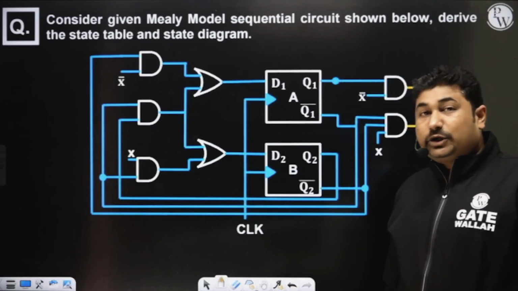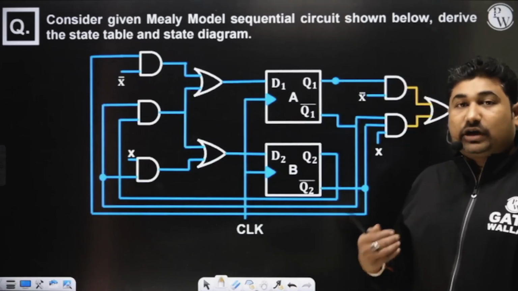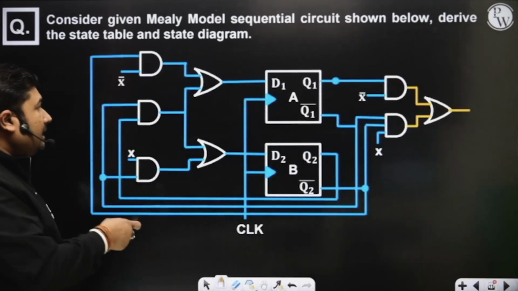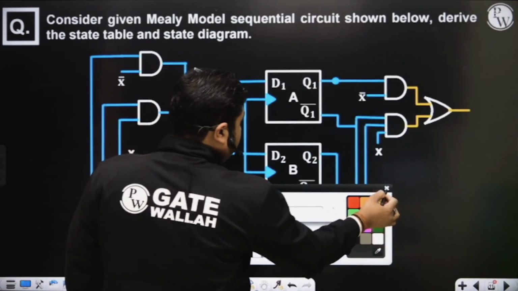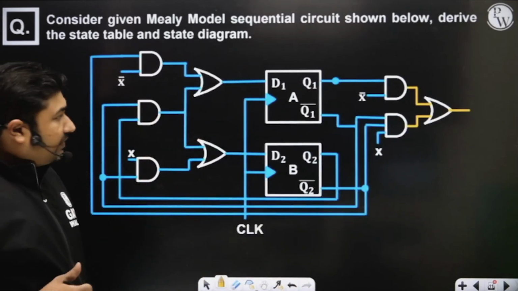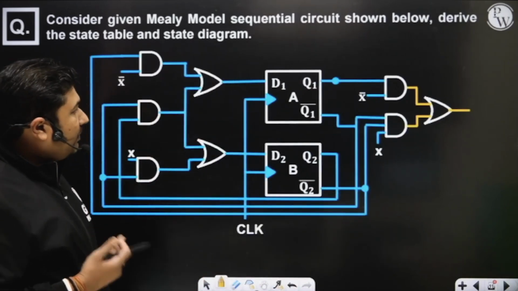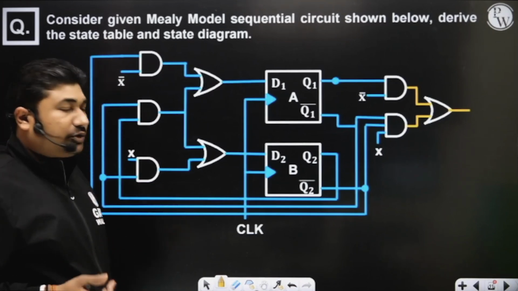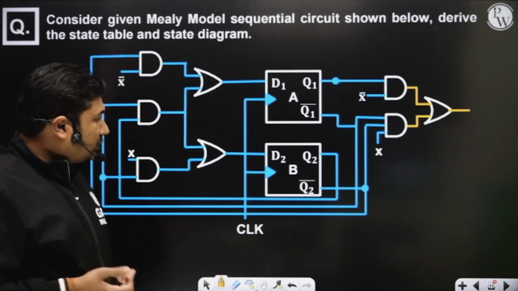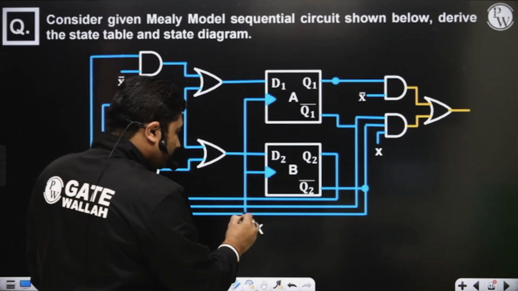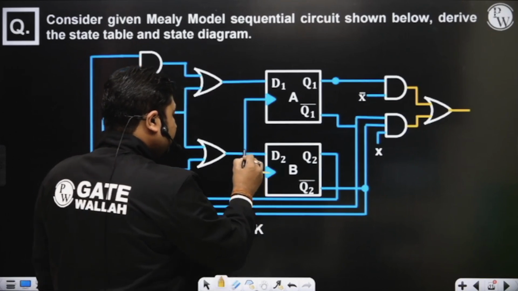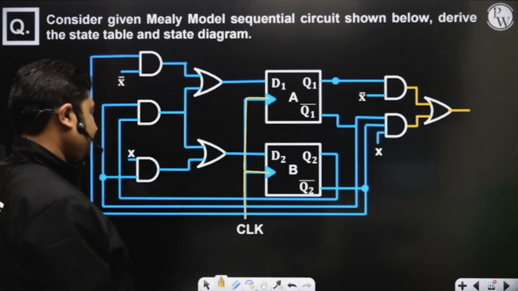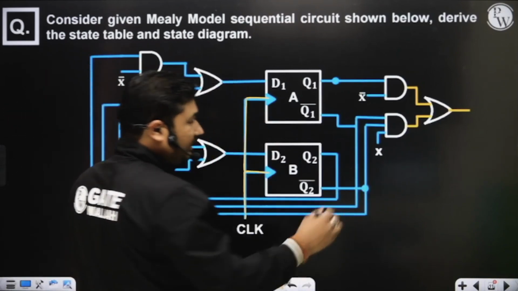So now I am going to show you how to write the state table and what is actually a state diagram. Please observe, in this I have tried to represent two flip-flops, flip-flop A and flip-flop B. In flip-flop A we have D1, Q1, Q1 complement, and flip-flop B, D2, Q2, Q2 complement. You know about the flip-flop. Both the flip-flops are connected with the same clock pulse. It means it's a synchronous sequential circuit.